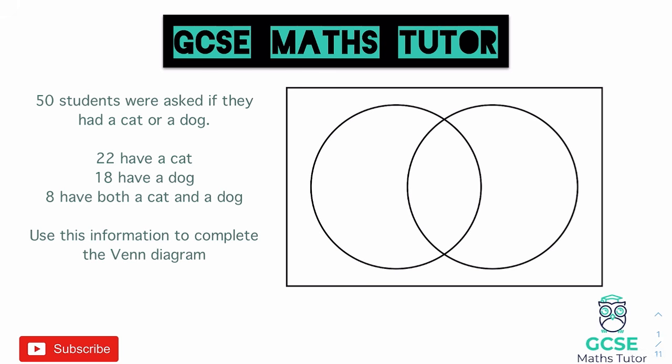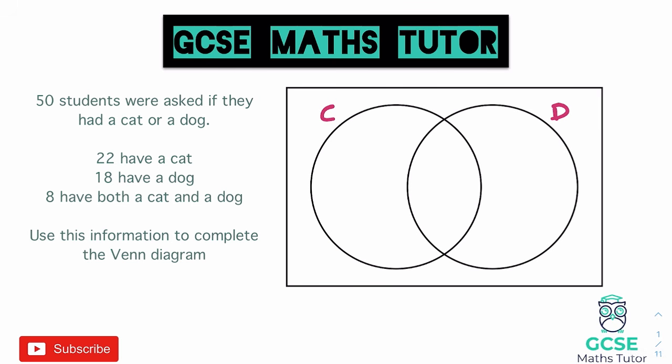Now this question mentions cat first, so I'm going to put the right as the other one and the left one as the one that's mentioned first. So I'm going to put cat here and I'm going to put dog over there. Again, it doesn't matter what order you put it in, just make sure that it's clearly labelled.